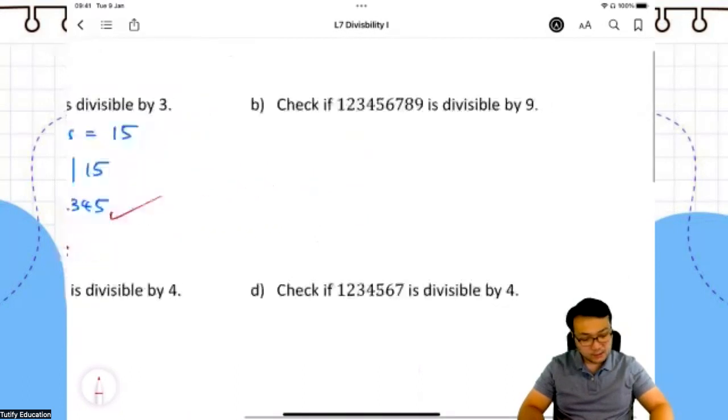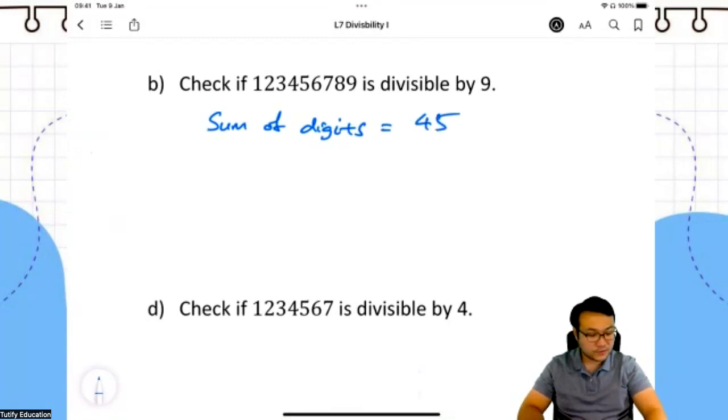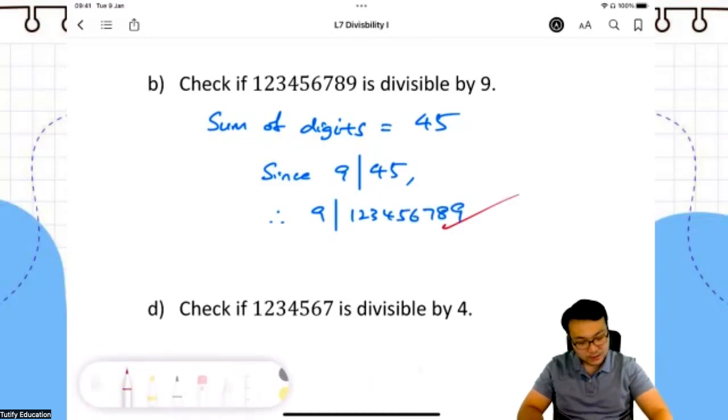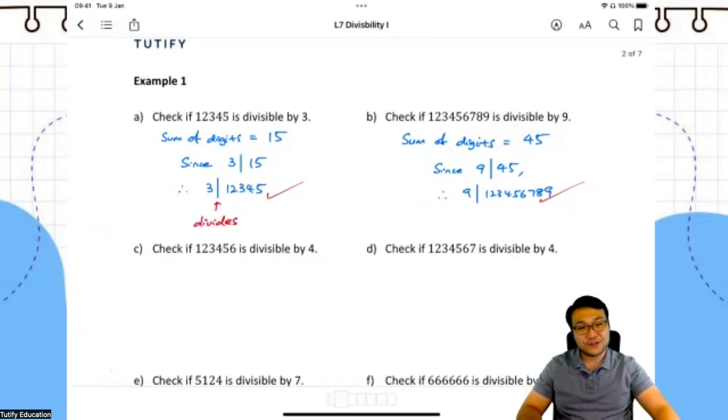Now let's take a look at 9. It's the same as 3. The divisibility rule is the same as 3. You just find the sum of digits, which is 1 plus 2 plus 3, all the way until 9, you get 45. Then we say, since 9 divides 45, therefore 9 can also divide 1, 2, 3, 4, 5, 6, 7, 8, 9. There you go. I think this is the easiest rule out of all. You just need to find the sum of digits. You'll know whether it's divisible by 3 or divisible by 9.